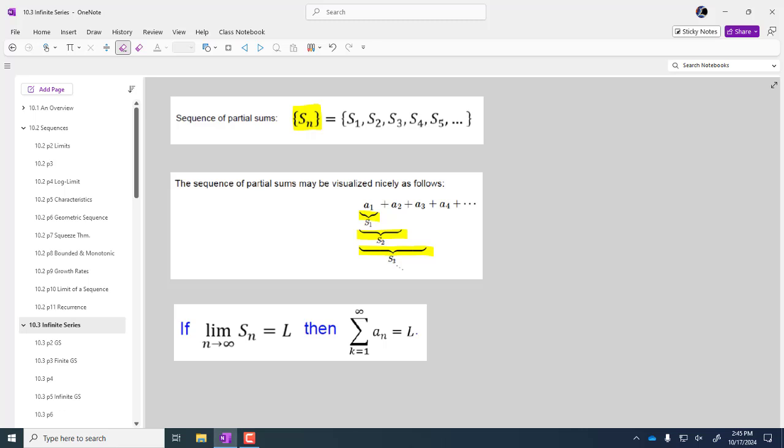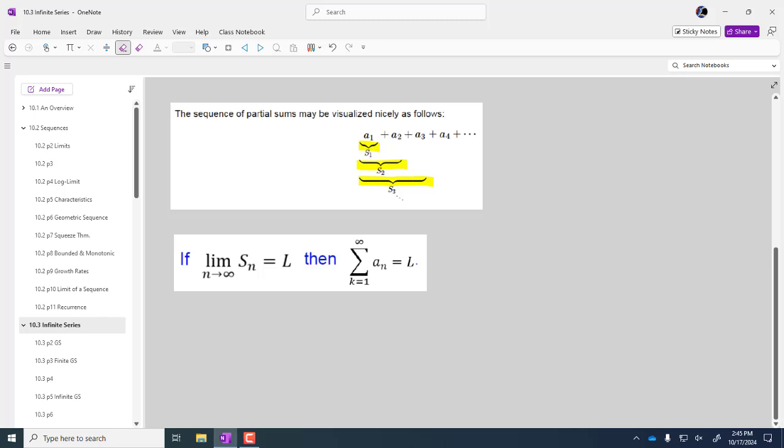And then here is our big conclusion. If the sequence of partial sums has a limit of L, then the series converges to L, or the series equals L, however you want to phrase it. Doesn't matter. They mean the same thing. So the series is equal to L.